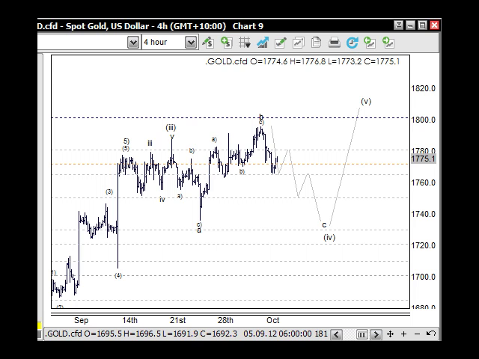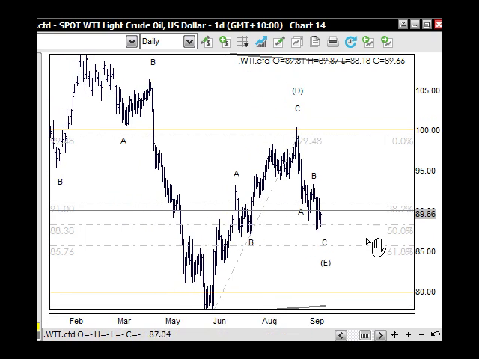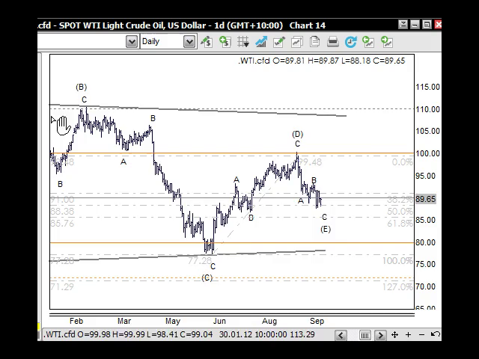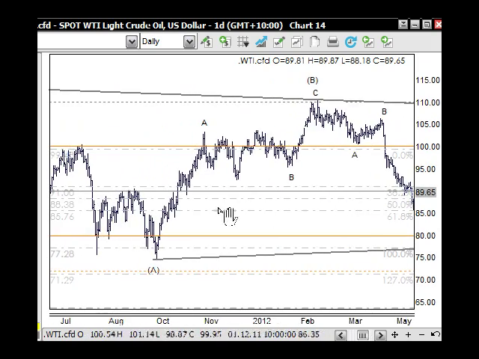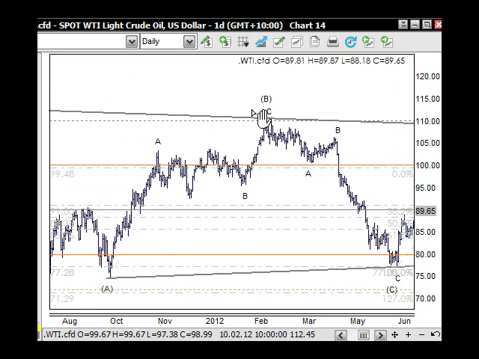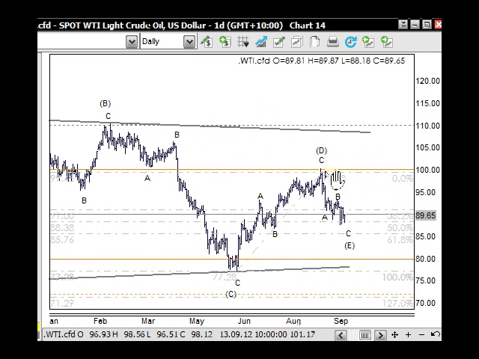Now the oil market, in its larger pattern through here, just looking at it on a daily chart, just bringing back in the picture here, we're looking at a large triangle in terms of down for wave A and wave B and wave C, and then wave D through here, and then wave E. But wave E does look a little bit small, I have to say, so we just need to be a bit careful about that situation.